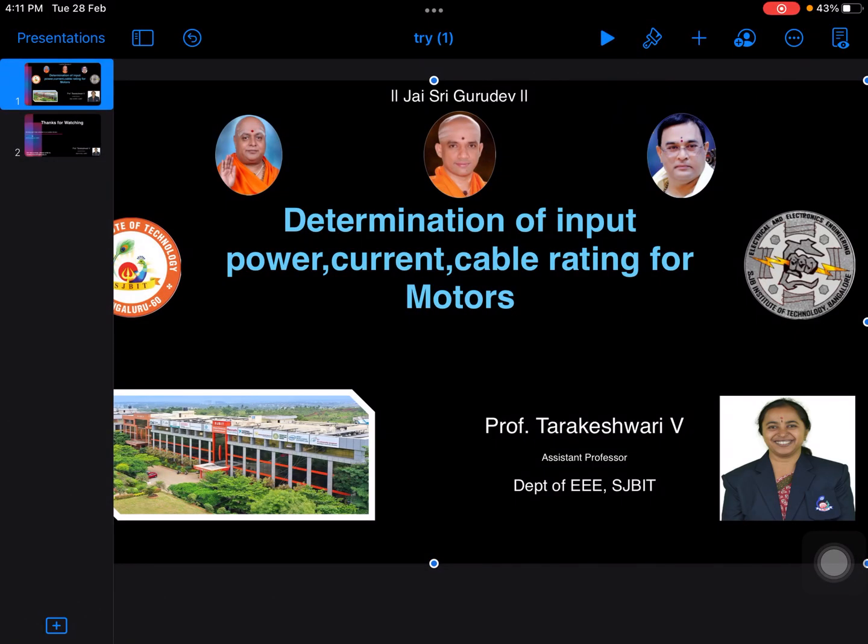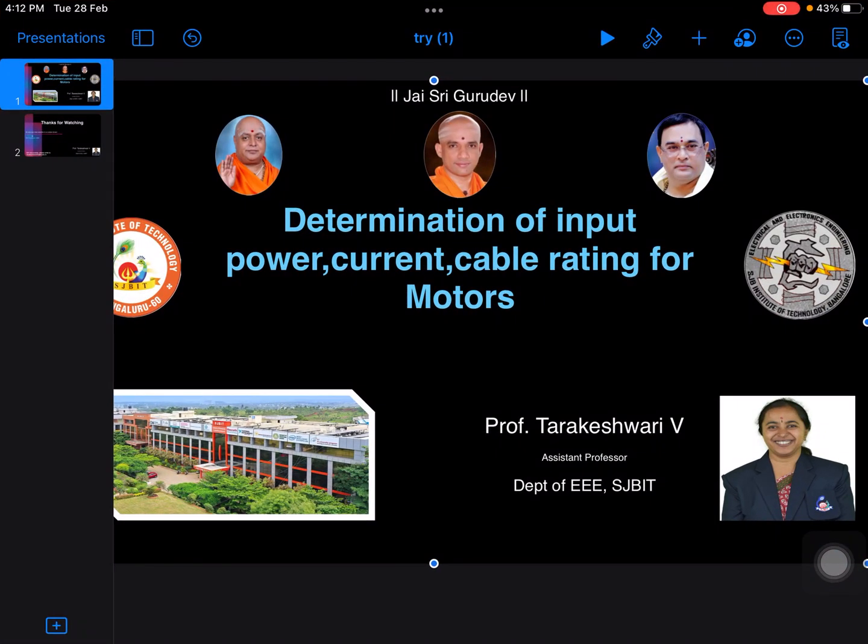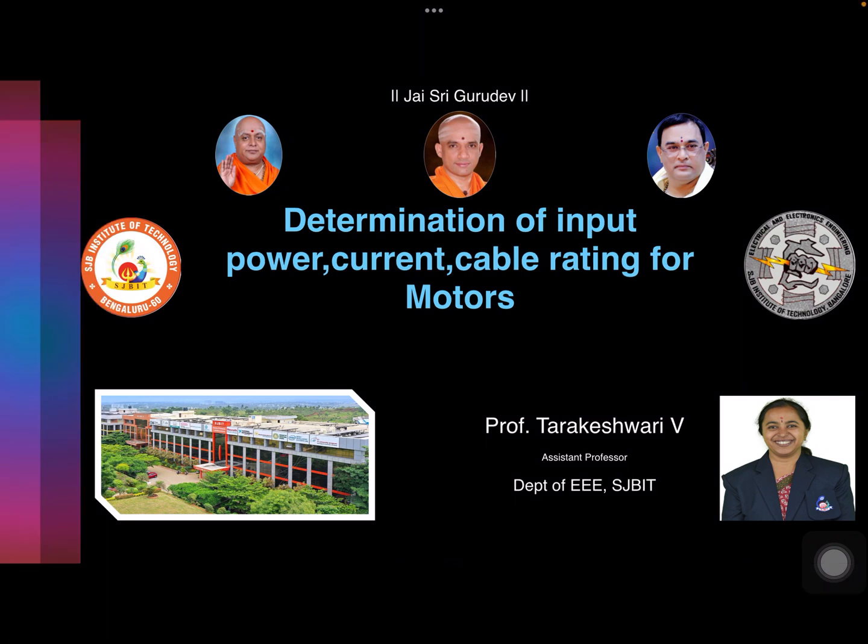Hello students, today we shall talk about how to determine the input power, the current and the cable rating of a cable and the rating of the fuse, conduit, distribution board, switches and the starters for the motor or three-phase circuits. Welcome, myself Tarakeshwari, Assistant Professor from EEE Department SJPIT, give you an introduction on how to determine these parameters for the motor.